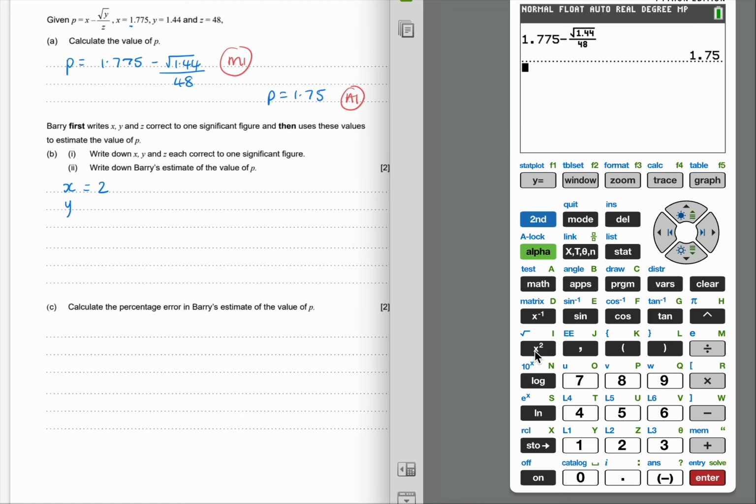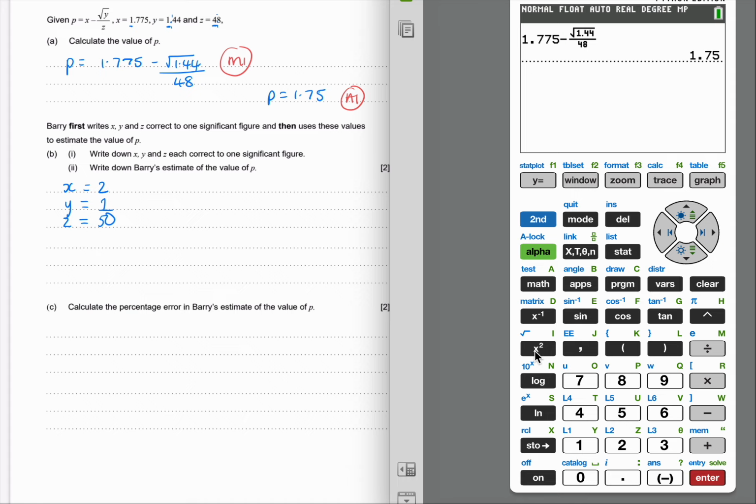Then for y, I have 1.44, so this is my first significant figure, and I cut it off here, and that is just going to be 1. So the 4 does not round it up. And then for the z, one significant figure is the tens, and it's 40, but the 8 rounds that up, and therefore it's going to be 50. So to one significant figure, z is equal to 50.